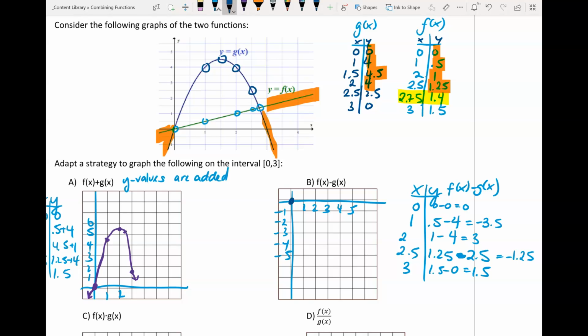Okay, so our first point's at 0, 0, then 1, negative 3.5, then 2, negative 3, then negative 1.25 at 2.5, and then 3, 1.5. It looks kind of like this.